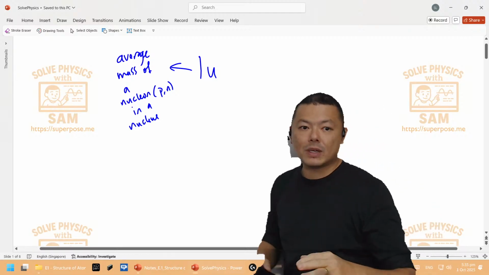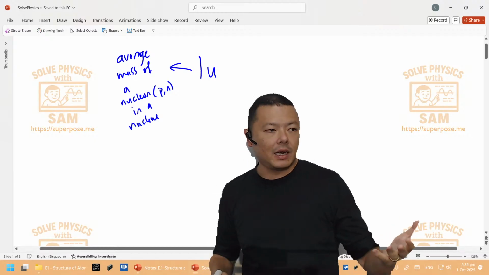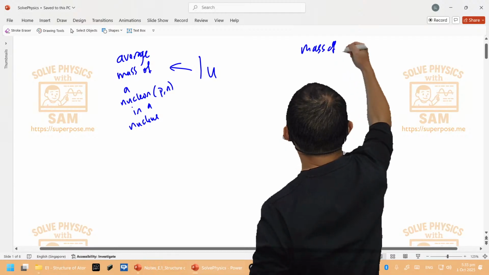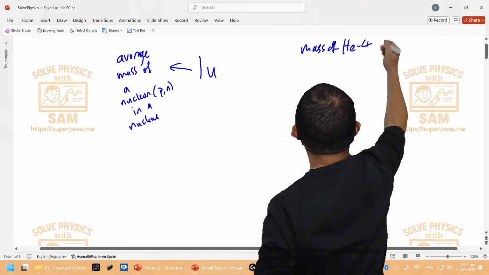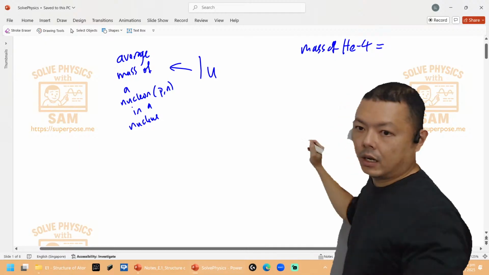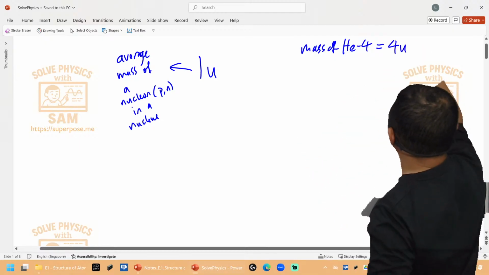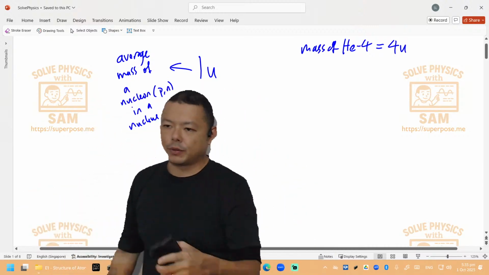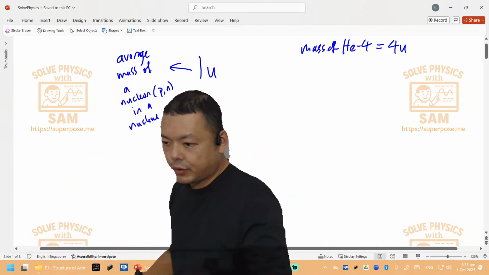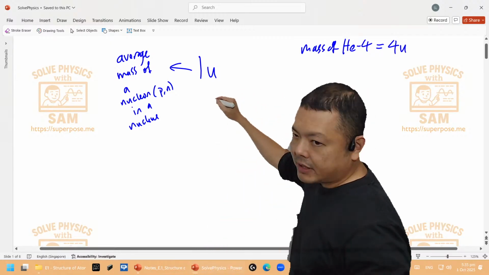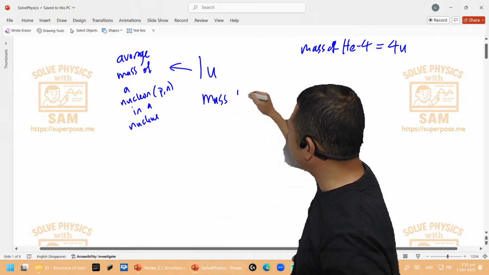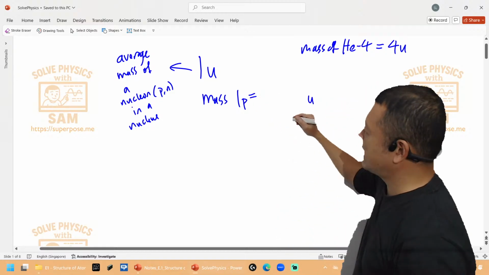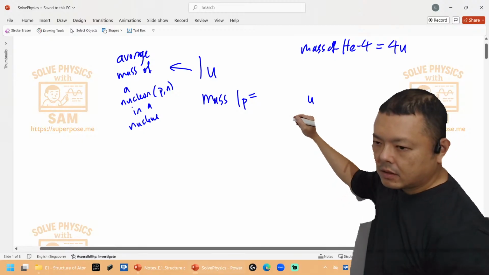So let's say I ask you, what's the mass of a helium-4 nucleus? The mass of a helium-4 nucleus will be equal to what? 4U. But hang on. A helium-4 nucleus is made up of how many protons and how many neutrons? 2 protons, 2 neutrons, right? Can you tell me what's the mass of 1 proton in terms of U? How much is one proton mass?